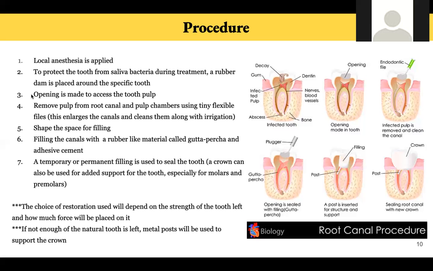And as part of the third step, an opening is made to access the tooth pulp. As part of the fourth step, we remove the pulp from the root canal and the pulp chambers using tiny flexible files. Basically the files help remove the pulp and clean the area. They also help enlarge the canals, and as we talk about in the next step, shape the canals before they get filled. So they enlarge the canals and they're cleaning them.